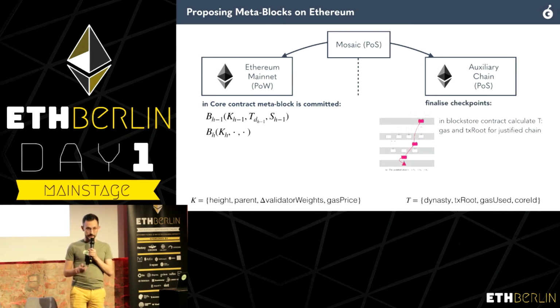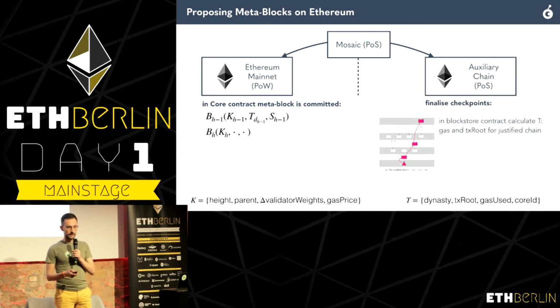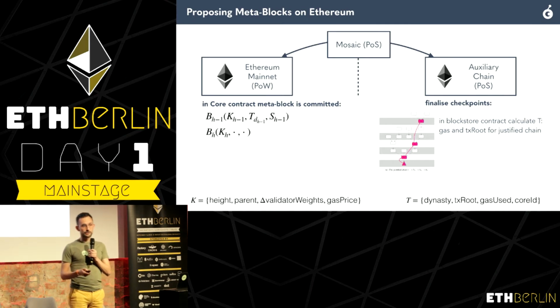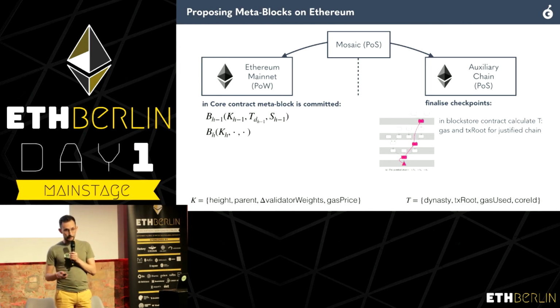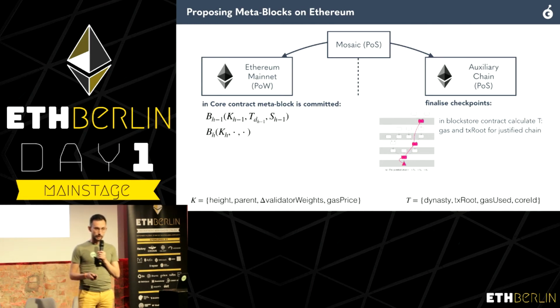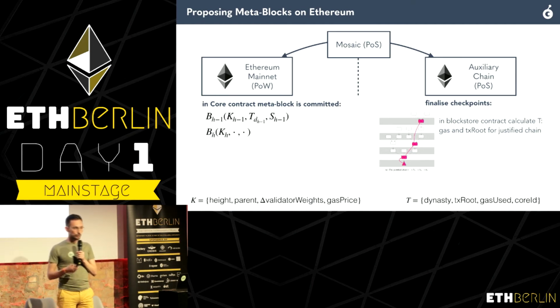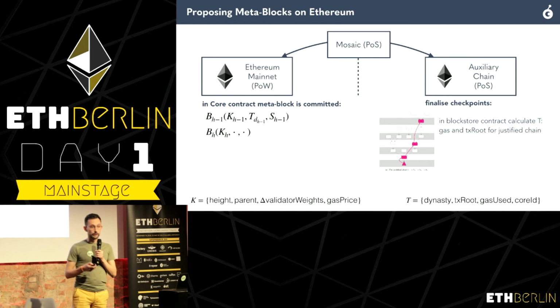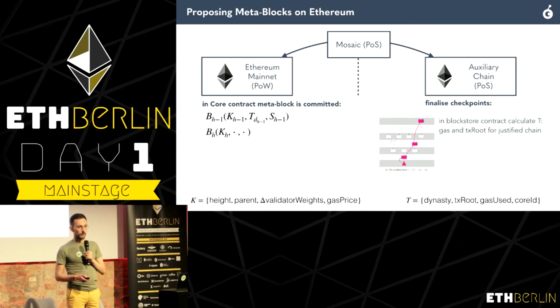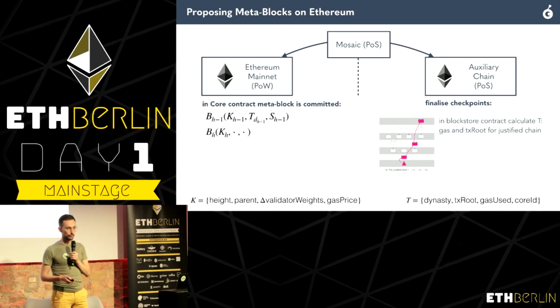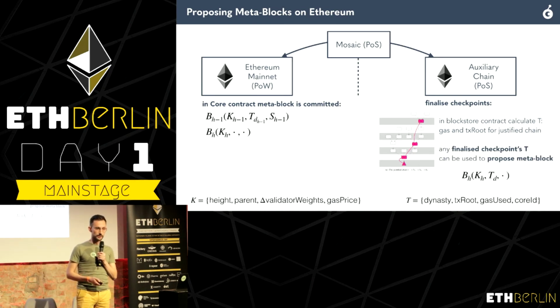And in parallel, and this is important, it happens independently, the same validators can be voting on the auxiliary system as if it was a system on its own, and produce a justified chain by having 2/3 majority links on the different checkpoints. We can also track how much gas is used, and what the total transaction root is, in the smart contract itself.